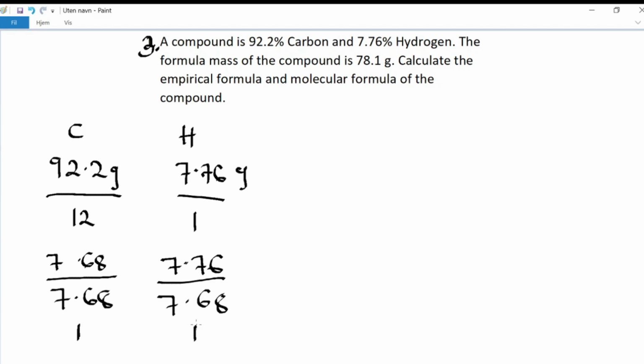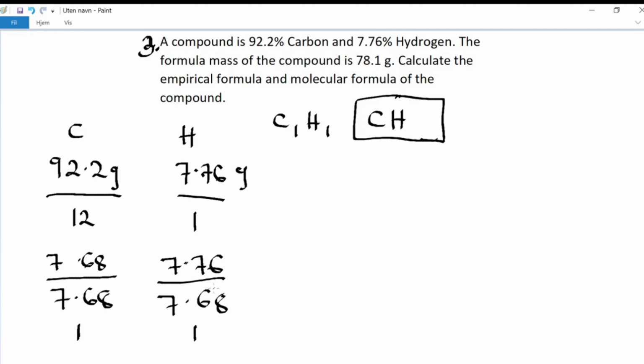So the ratio of the elements present in the compound will be 1 to 1. So we have 1 carbon and 1 hydrogen. We don't have to write those ones, so we could write it like this. This is the empirical formula of the compound that possesses 92.2% carbon and 7.76% hydrogen. So that's the empirical formula of the compound. It's CH.